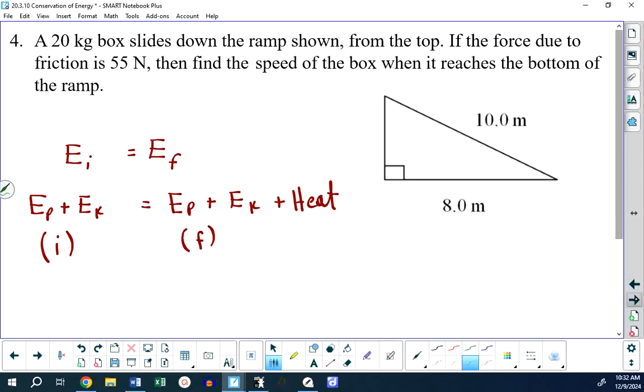Why am I allowed to do this? I guess the question is flawed. It should say it's released from rest. Why am I allowed to do this? Because we make the wise move of saying that this is where h equals 0. I hope it's obvious that for this thing, we're going to need to know this height. So can you use, I guess, the Pythagorean theorem to find that height?